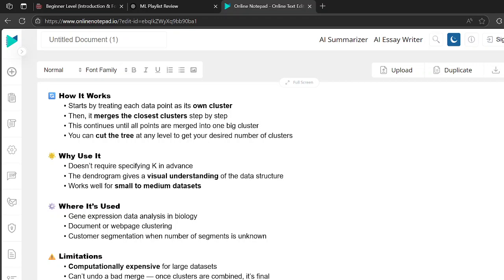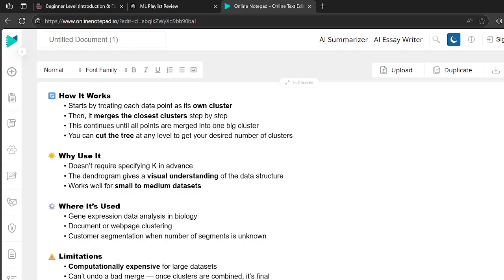What are some of the limitations? The limitations include being computationally expensive for large data sets, right? The computational resources will become very expensive if we have a large data set, and we also cannot undo a bad merge. Once your cluster is combined and you are not able to cut your tree, that's done. It's finalized. It's turned into a single cluster and you cannot then modify it.